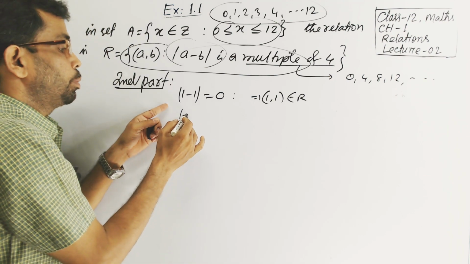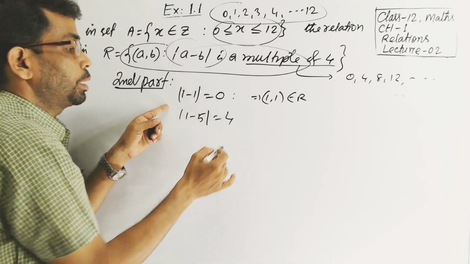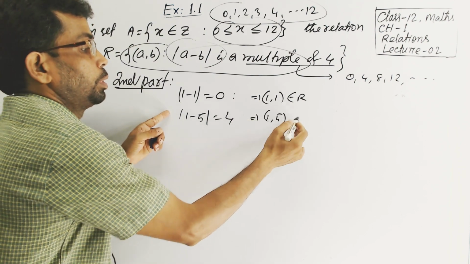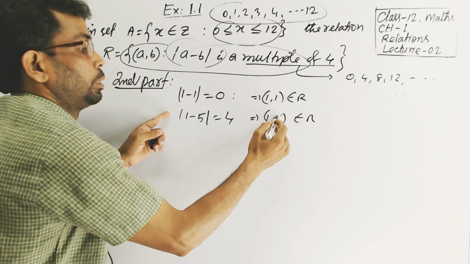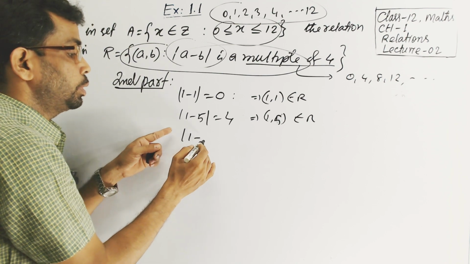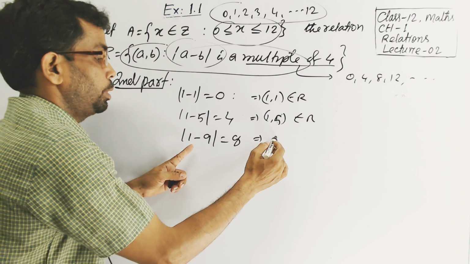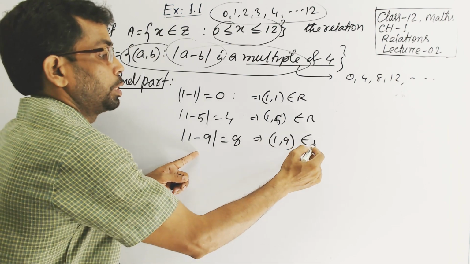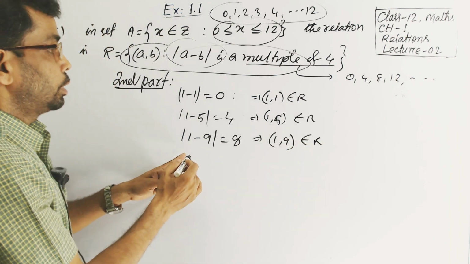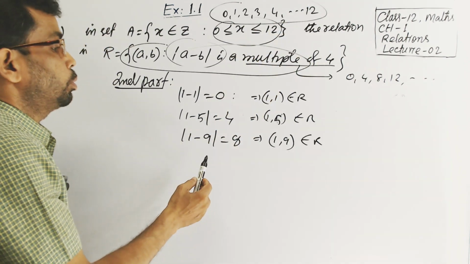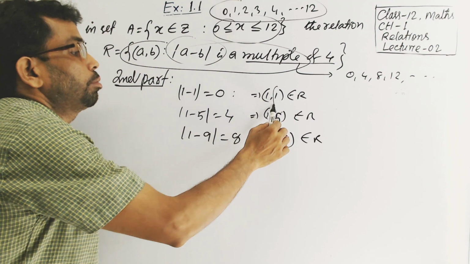We can have 1 and 5, difference modulus is 4, that means 1 and 5 are also related. Then what are the other numbers? 1 with 9 also will be possible, difference is 8, which is a multiple of 4, that means 1 and 9 are also in the relation. Then 1 with the next number will be 13, which is not there in the set, so we will have only these numbers, that means 1, 5 and 9.